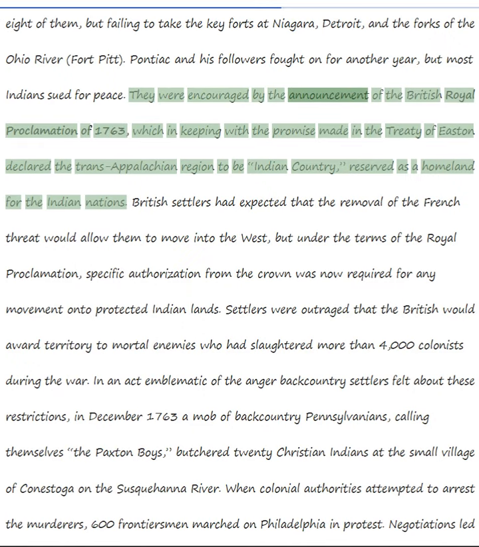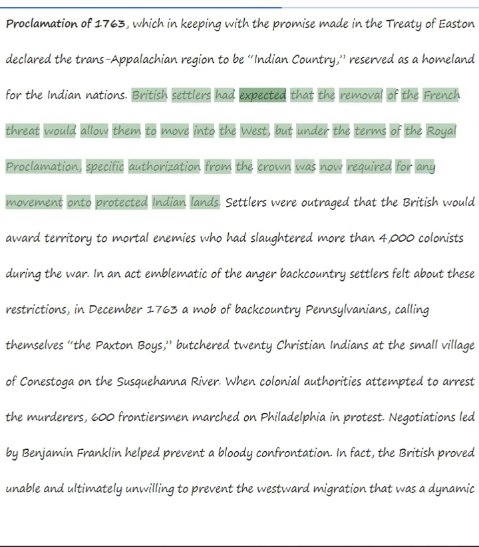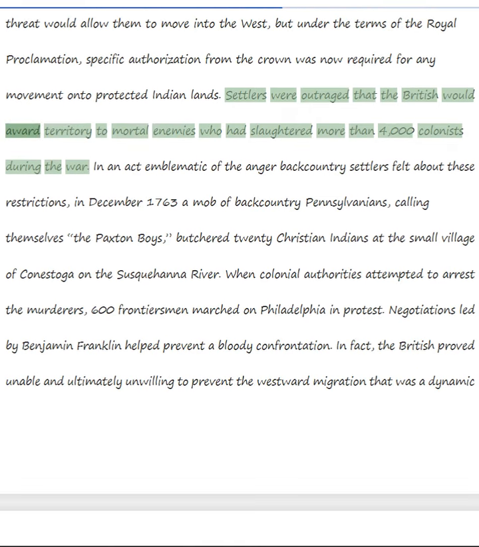They were encouraged by the announcement of the British Royal Proclamation of 1763, which, in keeping with the promise made in the Treaty of Easton, declared the Trans-Appalachian region to be Indian country, reserved as a homeland for the Indian nations. British settlers had expected that the removal of the French threat would allow them to move into the West, but under the terms of the Royal Proclamation, specific authorization from the Crown was now required for any movement onto protected Indian lands. Settlers were outraged that the British would award territory to mortal enemies who had slaughtered more than 4,000 colonists during the war.